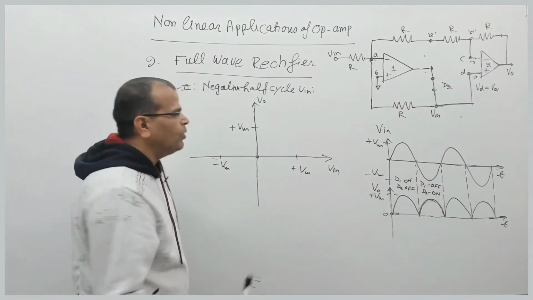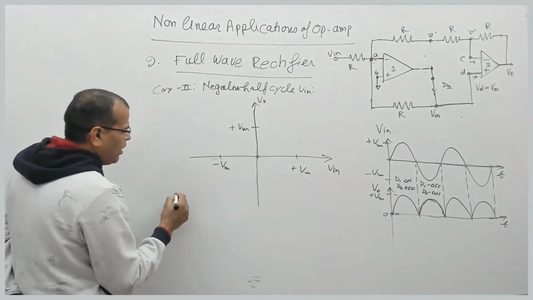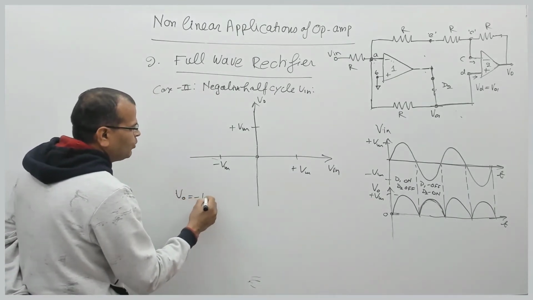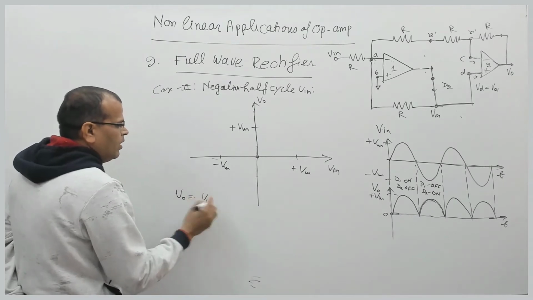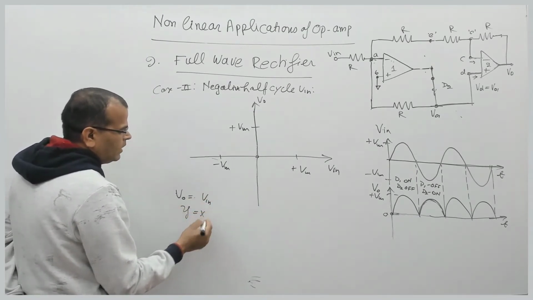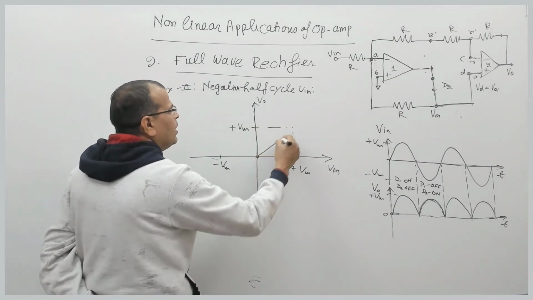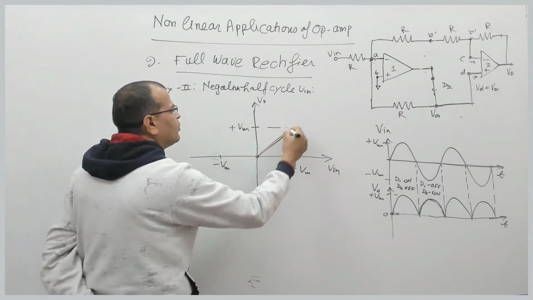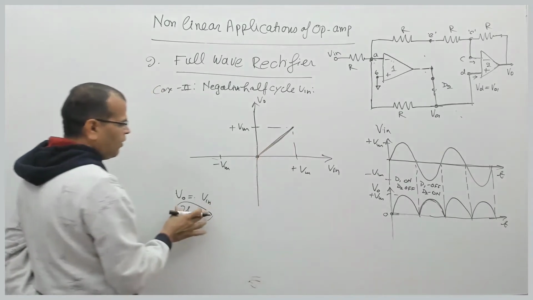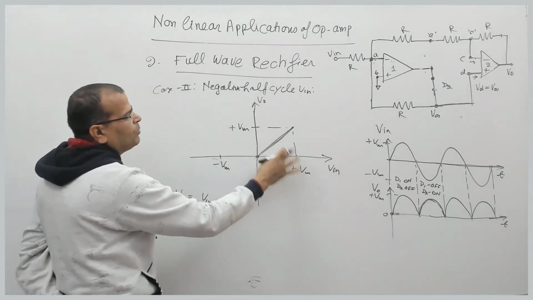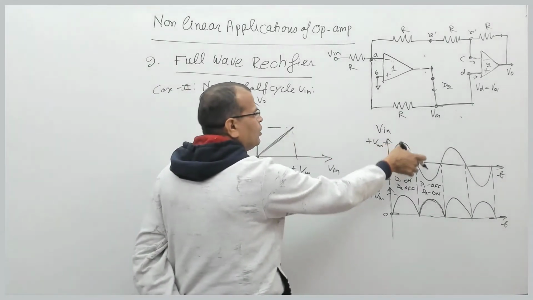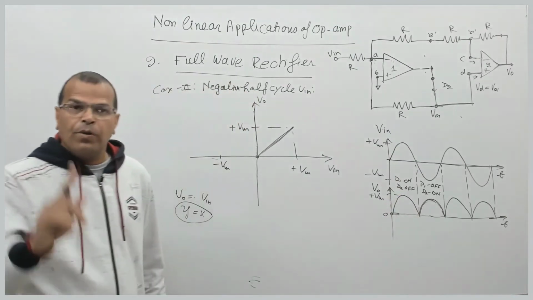During the positive half cycle, your output voltage is the same as the input voltage. That is y is equal to x. That is nothing but a straight line of unity slope. That is the characteristic. For the positive half cycle, when the input is positive, the output is positive.